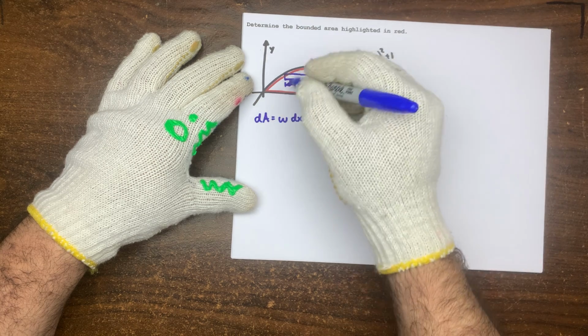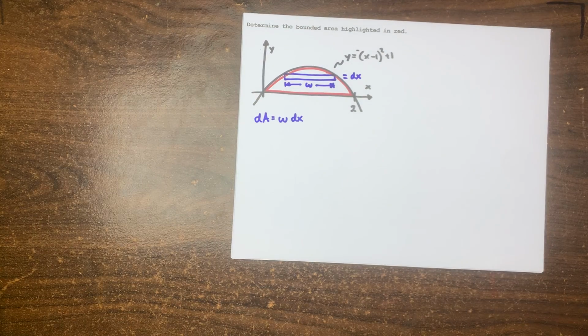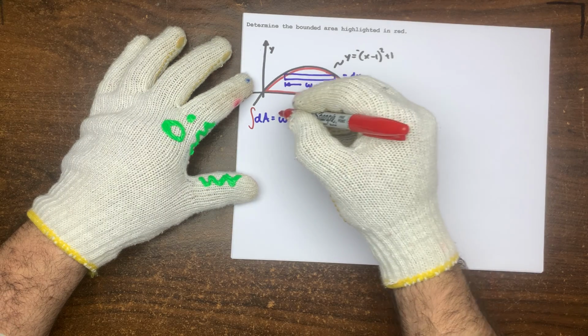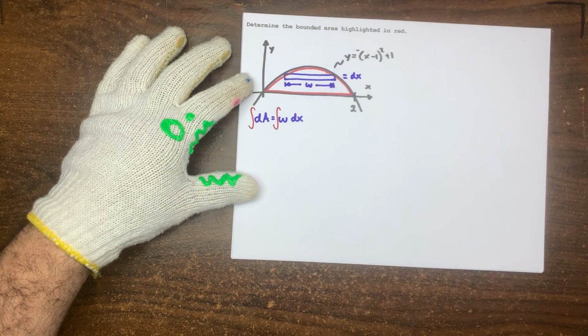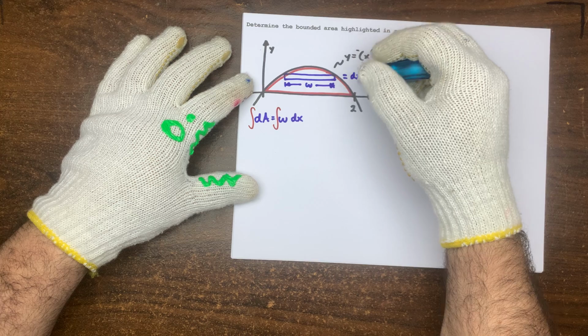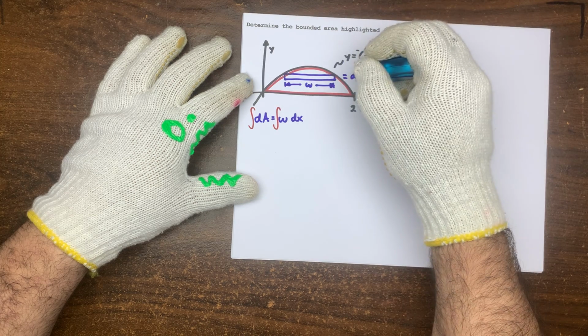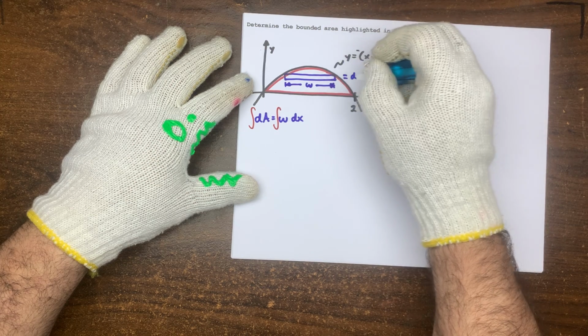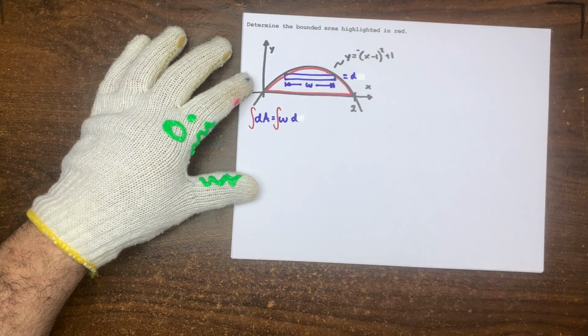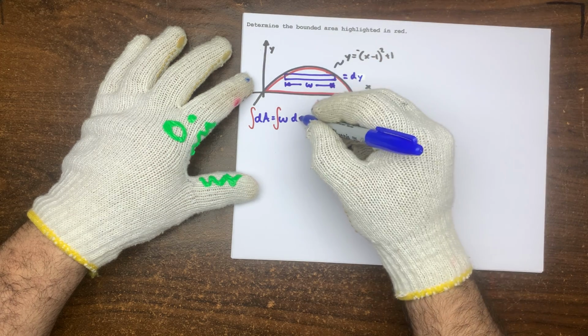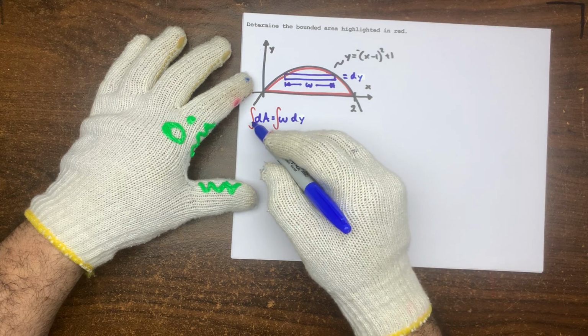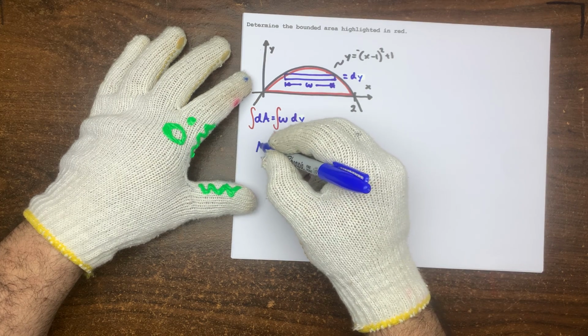But we don't want a dA, we want the whole thing. We want to have A. So we're going to integrate this thing, and I've already made a mistake. This is not dx, I'm in y here. This is dy. X is this way, so this is dy. Okay, perfect. So the integral of 1 dA is equal to A.